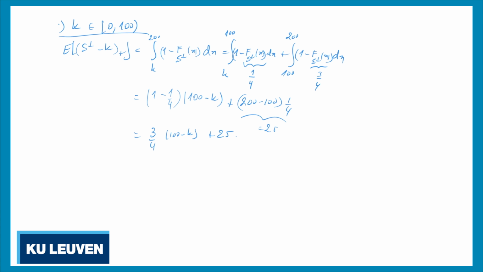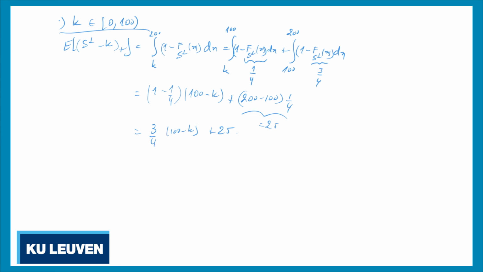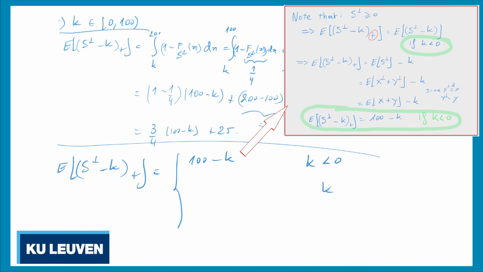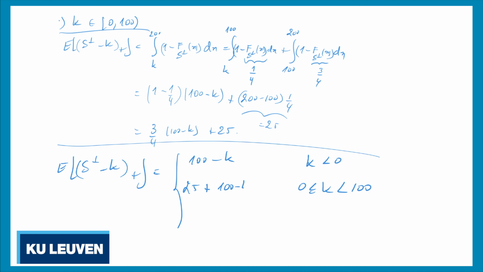And then we find that the stop-loss premium is given by the following expressions. If k is smaller than 0, it's of course 100 minus k. If you are between 0 and 100, it's 25 plus (100 minus k) times 3 over 4. If you are in the interval 100 to 200, it's equal to (200 minus k) divided by 4. And if you exceed 200, it's equal to 0.